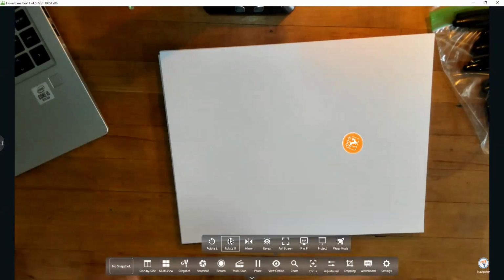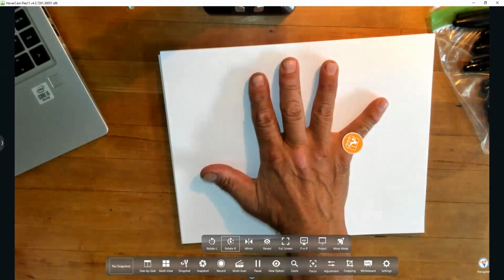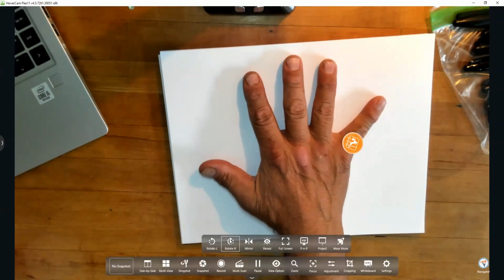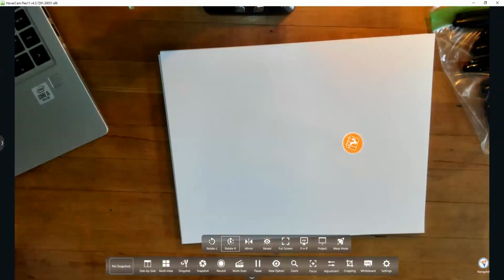Ready? All right, can everybody see my hand? Yes? My fingers, is it in focus okay? Did that take focus? Okay, good. All right, so let's do this.